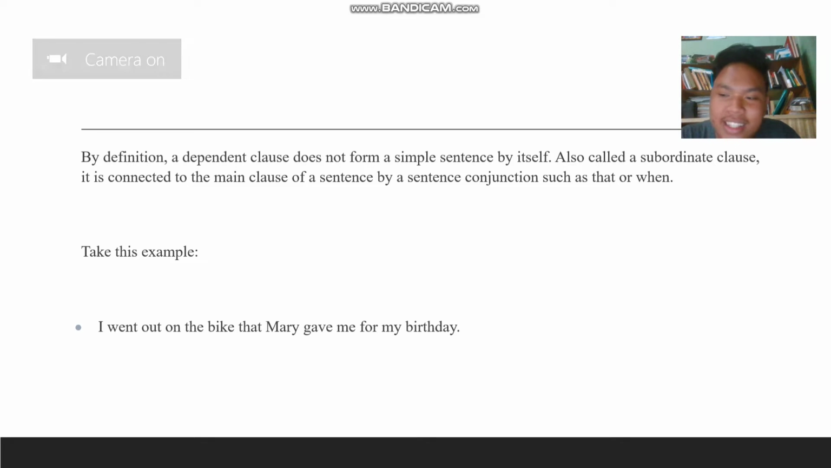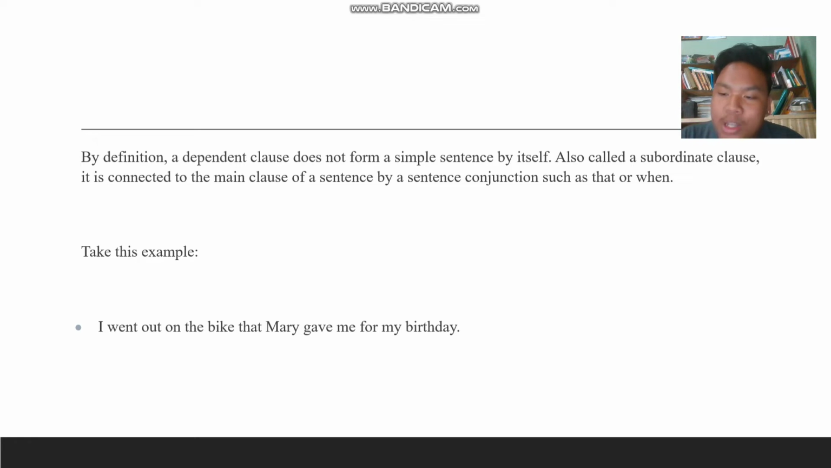But the existence of the subordinating conjunction "that" indicates that the clause cannot stand on its own as a sentence. It depends on the main clause because the main clause contains the object, bike, that the verb gave targets. An independent clause, in contrast, can stand alone as a complete simple sentence, even though it is usually functioning as part of a larger sentence.